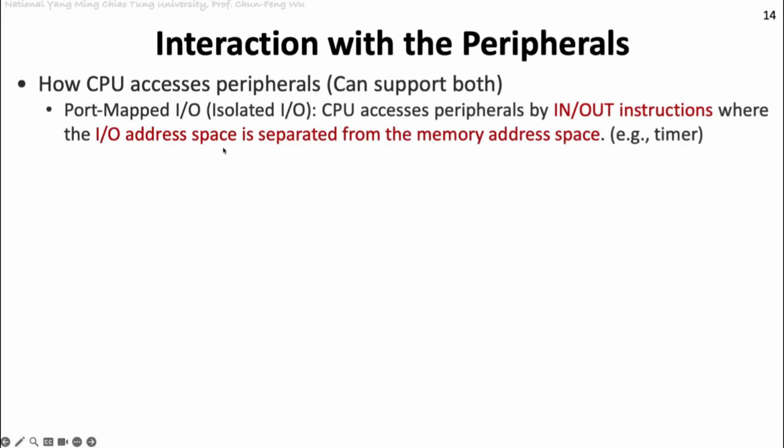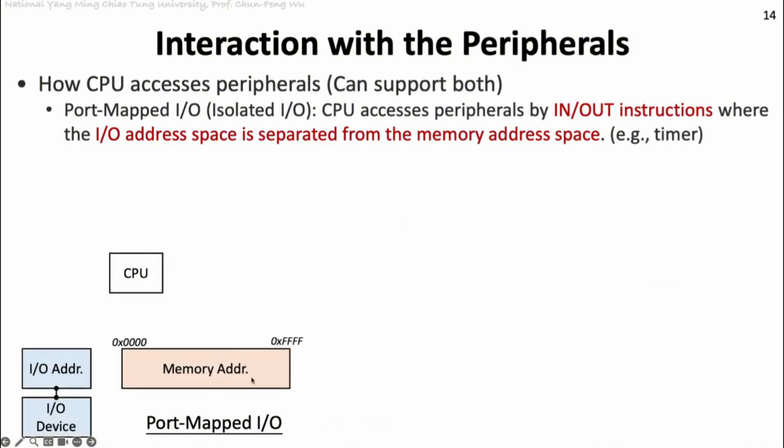But how do we do this kind of addressing? There are two ways. One is called port mapping, another is called memory mapped I/O. So this is a CPU. For port mapping I/O, it is called isolated I/O, so it is about the I/O address space and memory address space being separated. This is the memory address space and this is the I/O address space.